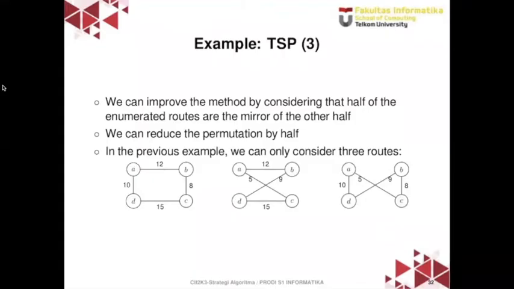However, we can improve the method by considering that half of the enumerated routes are the mirror of the other half. We can reduce the permutation by half. Like in the previous example, we can only consider three routes, this, and this.